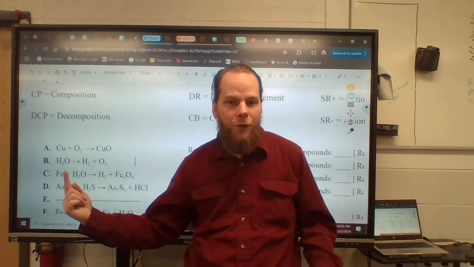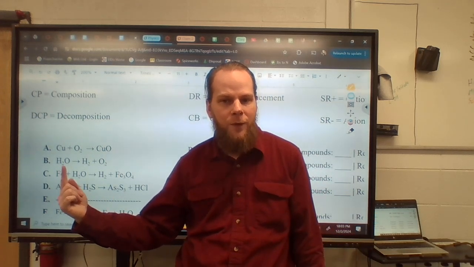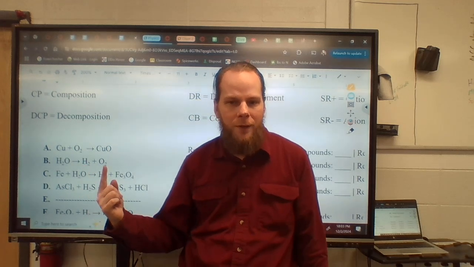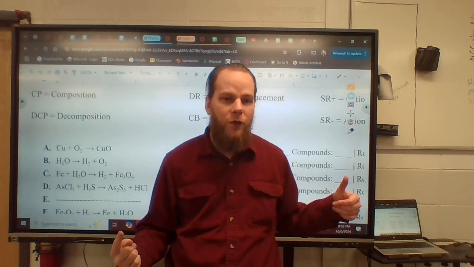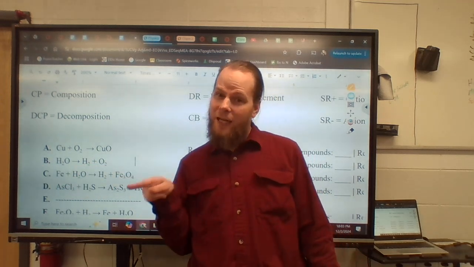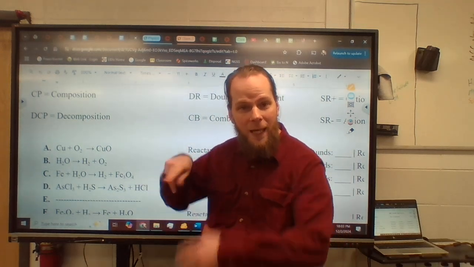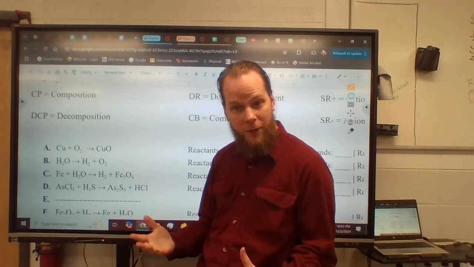Okay, B also only has one compound, because this is only 1 and this is only 1. So this is also one compound, so also not double replacement. But again, we knew it was decomposition already. C, though, we haven't identified yet. So C and D, one of these has to be a double replacement reaction.